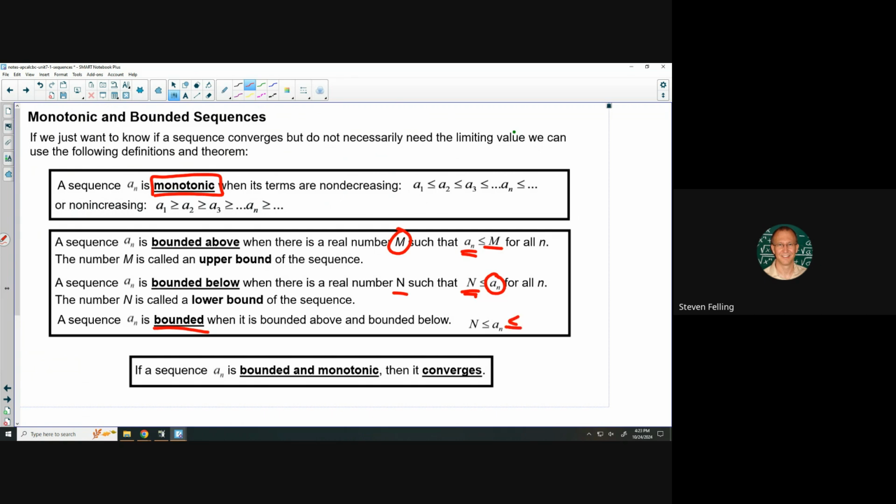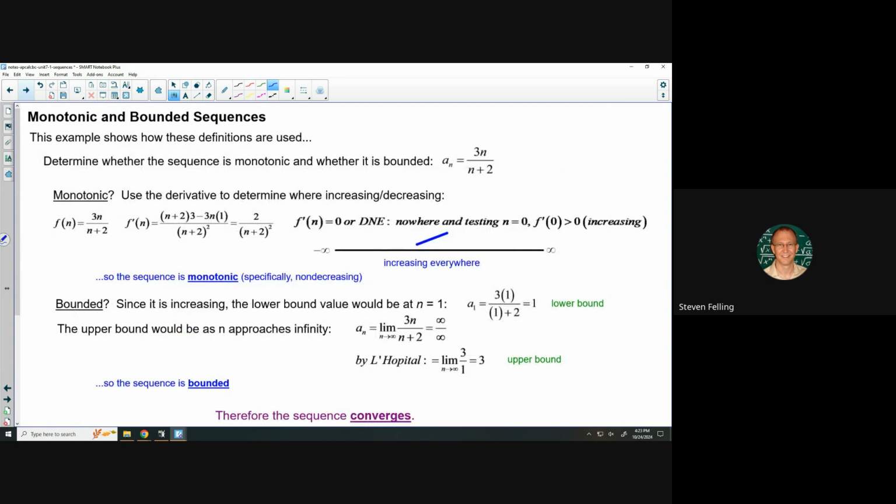So if the series terms are below some value and above some other value, then that means there's a floor and a ceiling that you never go above or below, and we call that series bounded. So the theorem that's useful for sequences: if a sequence can be shown to be both bounded and monotonic, then it automatically does converge, although this theorem doesn't say what value it converges to. Okay, so here's an example of that.